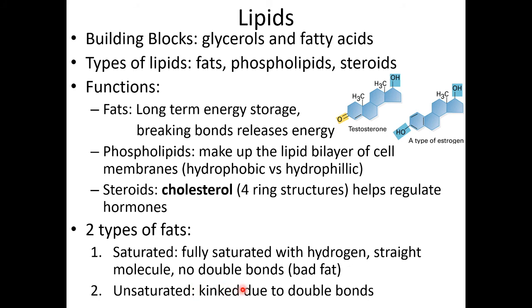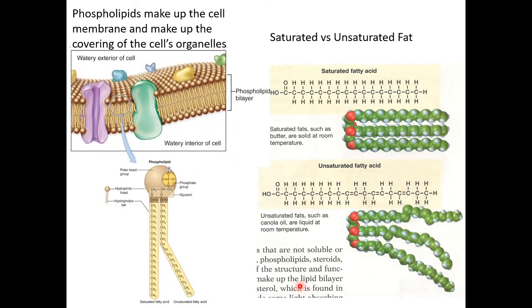And then unsaturated fats. These are the ones that tend to be good for you. When you think of fats, these are the ones you want to have in your diet. They're not full of hydrogen, and they're kinked or bent due to some double bonds. Let's look at that. So here's our saturated fat.